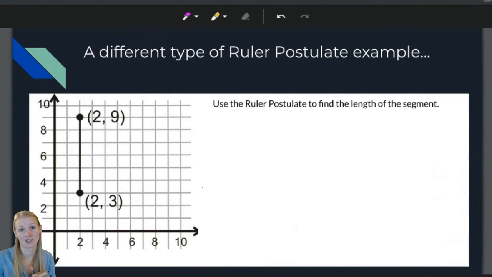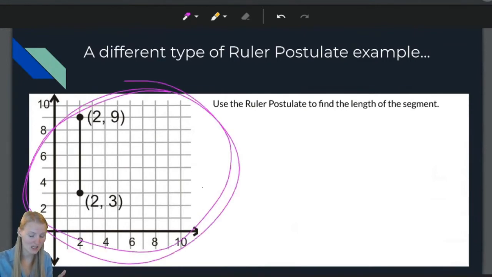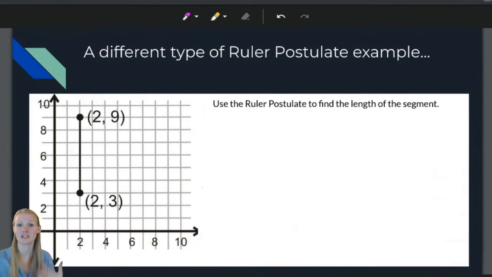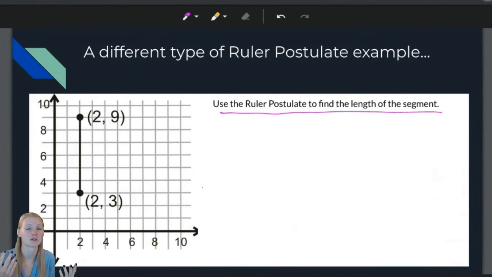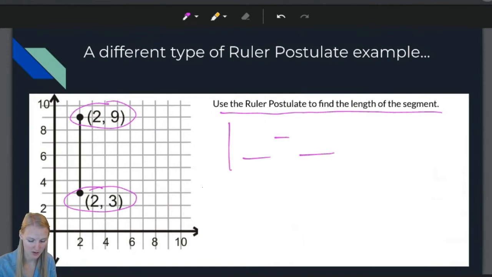So I know this example might have seemed a little bit silly, which is why I want to show you another example. You are going to see things like this throughout the rest of this lesson, so I want to show you how to go about looking at these types of problems. It says, use the ruler postulate to find the length of the segment. So again, we're finding the length of the segment, and we're going to use the ruler postulate to do so. And the way we're going to do this, remember, we take the coordinate of one endpoint and the coordinate of the other endpoint, and we subtract one from the other, and we take the absolute value of that.